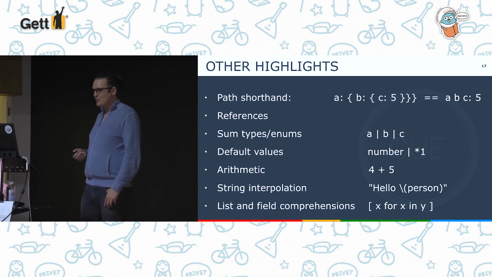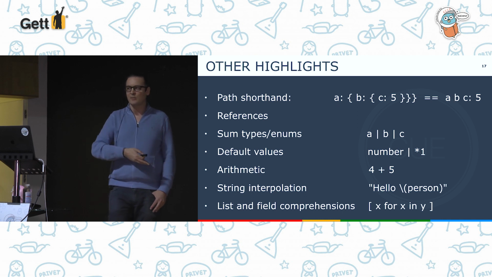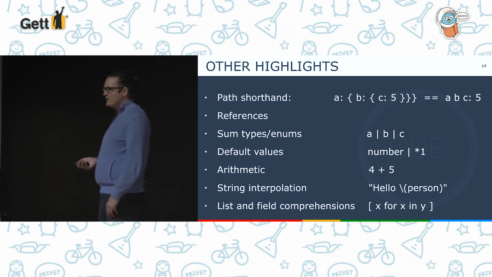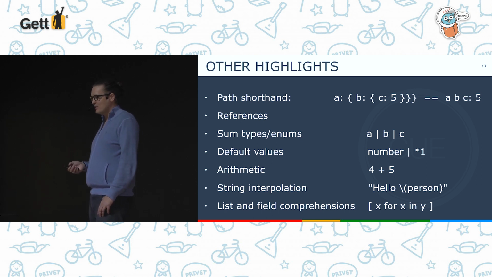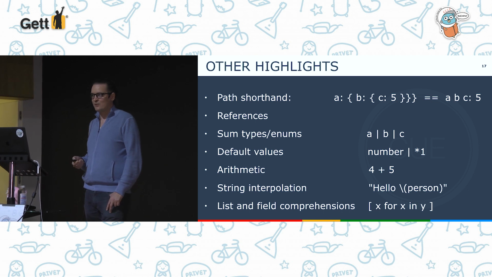Then we have sum types, or enums, however you want to call them. We have default values, so you can say this has to be a number, but if you don't specify anything, it can be 1. We have arithmetic, string interpolation, Swift style, and Python style list comprehensions.